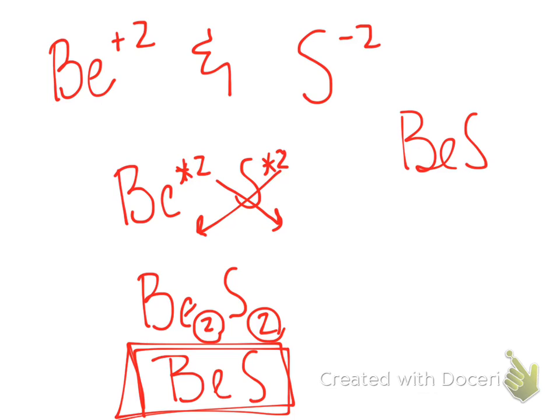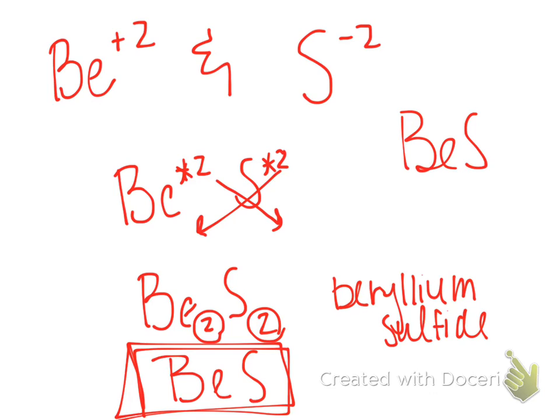Okay, so now let's look at naming them. Naming them is super easy. The cation gets to keep its name. The anion ends in IDE. So the name for this compound is beryllium sulfide. That's it. Everyone we've been naming so far, potassium phosphide, right?